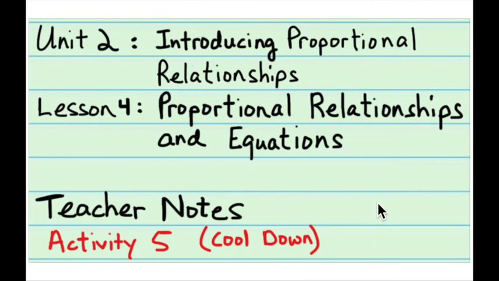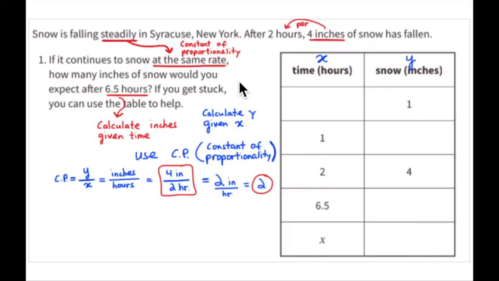This is activity 5 from lesson 4, which is the cool down problem in the lesson. So again, you have to be a little bit careful the way they wrote this. After 2 hours, 4 inches of snow has fallen. So that is 4 inches of snow per 2 hours, because the way they set up the table, once again, they're showing you that the inches of snow is the y value and the amount of time is the x value.